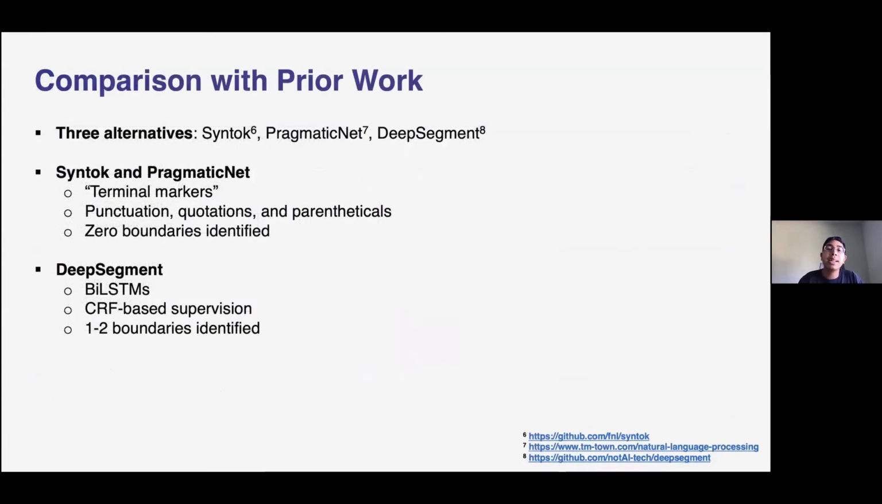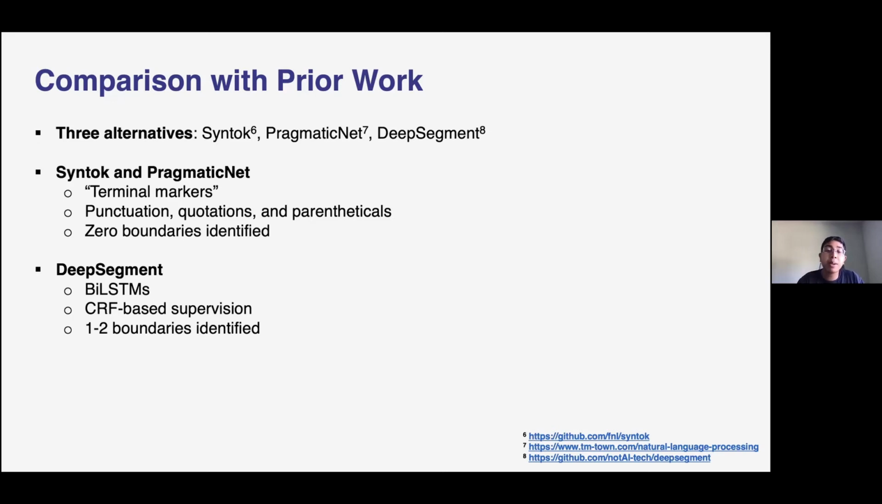We compared our NLS architecture to 3 widely used open source sentence segmentation frameworks: Syntalk, PragmaticNet, and Deep Segment. Syntalk computes segmentations by recognizing terminal markers, which are syntactic structures, such as periods, exclamation marks, question marks, etc., that signify sentence boundaries. PragmaticNet is an unsupervised, opinionated, and conservative segmentation framework that, similar to Syntalk, segments text into sentences based on punctuation, quotations, and parentheticals.